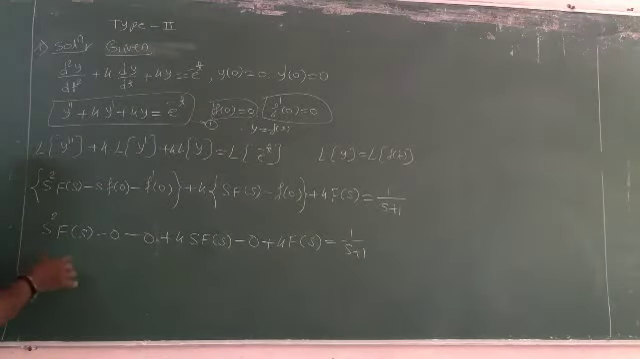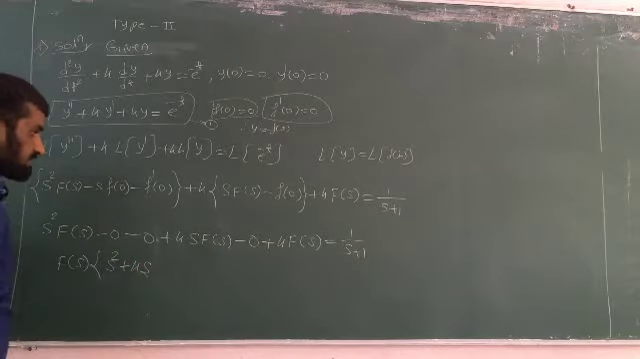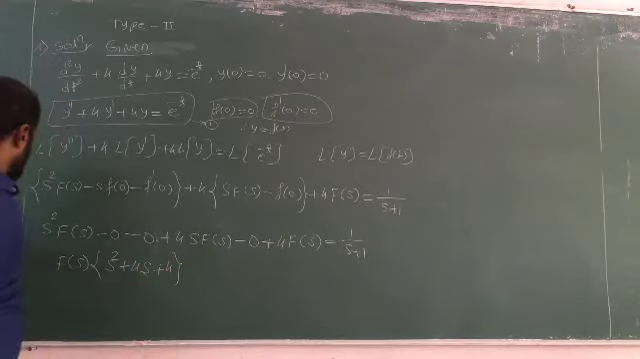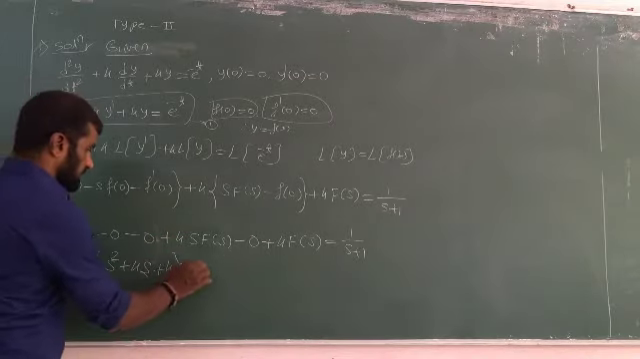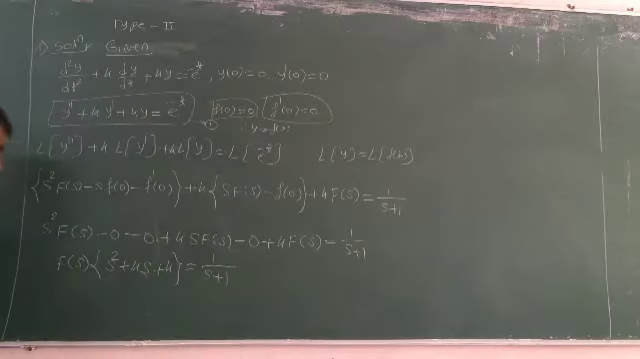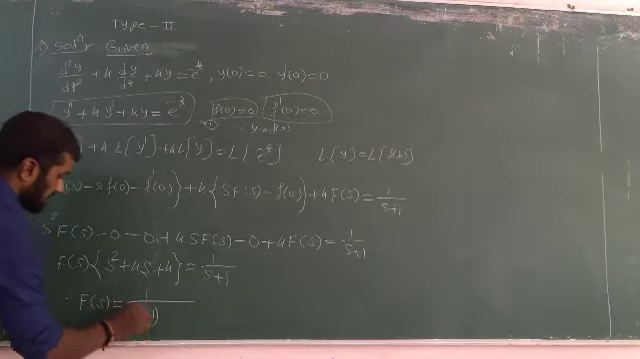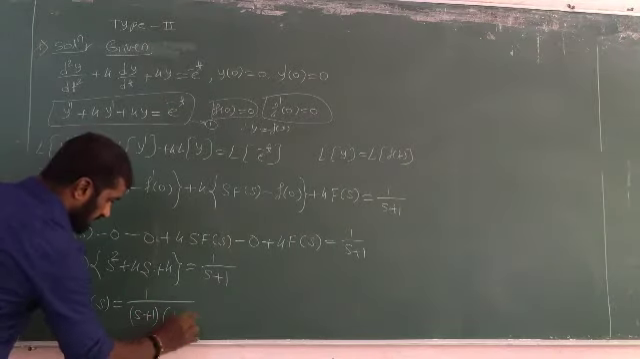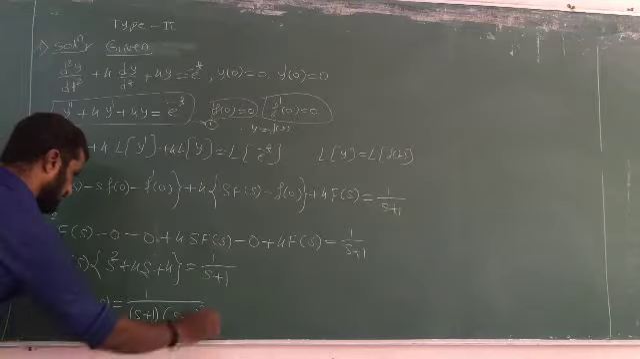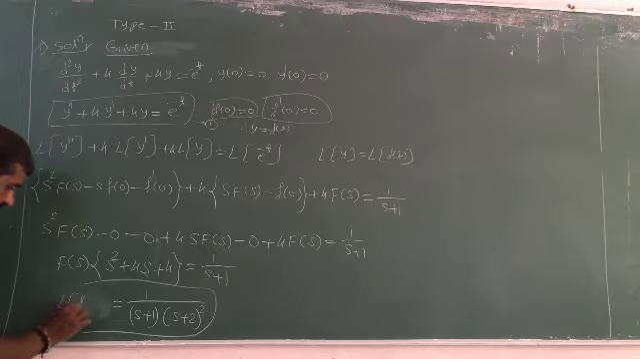So F of s, I can take common: s square plus 4s plus 4. Taking common, this one is 0. So that equals 1 divided by s plus 1. So therefore F of s is equal to 1 divided by s plus 1 times, and a square plus 2ab plus b square is a plus b whole square, so I can write it as s plus 2 whole square. So I want F of s, so F of s can be written as this, Laplace of f of t.